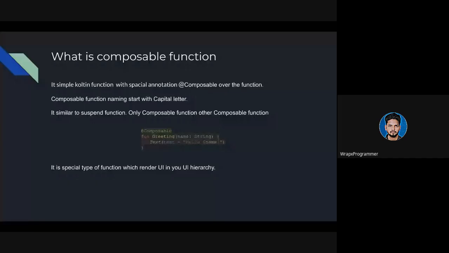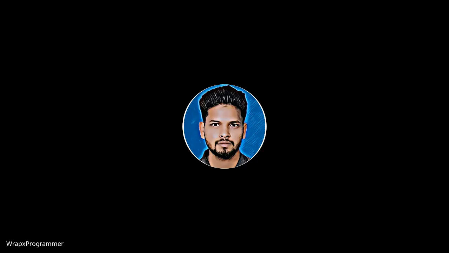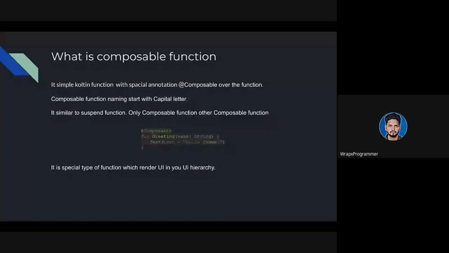Next is what a composable function is. A composable function is a simple Kotlin function. It's not different as compared to a Kotlin function. They have some special things which make a composable function special. Like you have to annotate your function with @Composable, and then you can start your composable function. You can name your composable function with a capital letter.